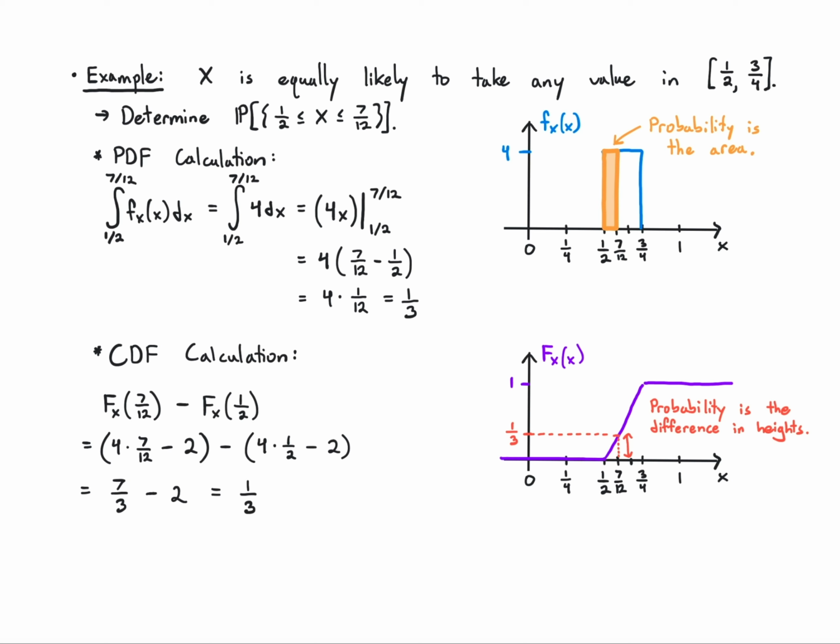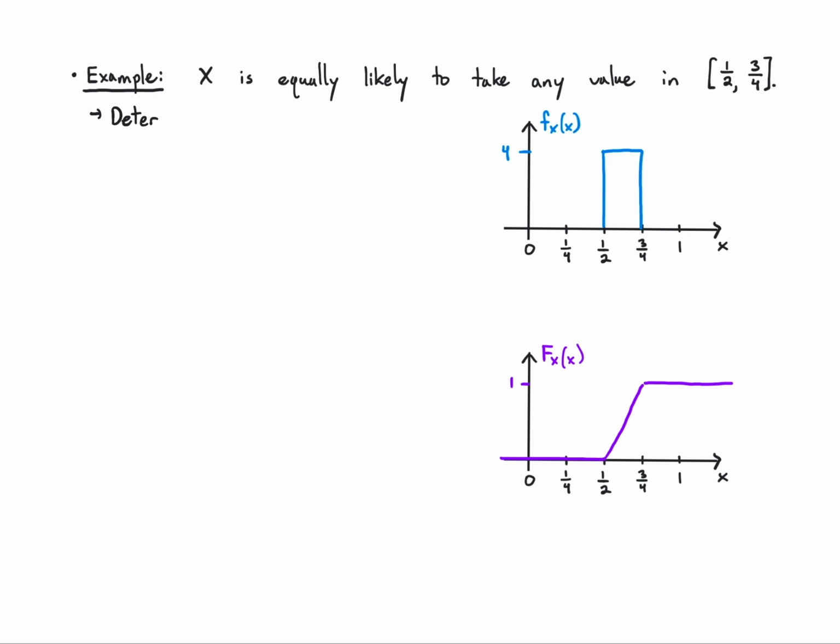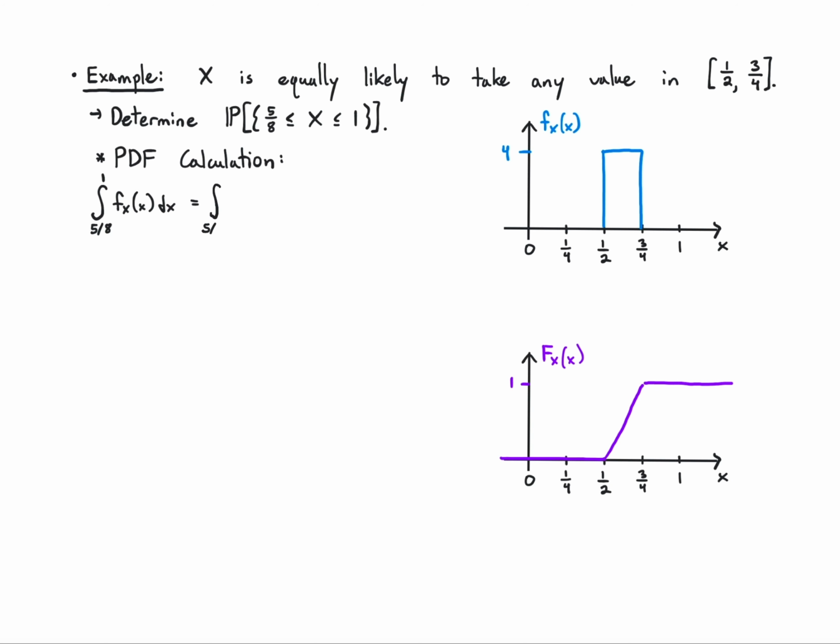Okay, I am going to redo this kind of interval calculation, but now I'm interested in the probability of falling between 5/8 and 1. Okay, let's do the PDF calculation. I'm kind of used to this now, so I'm going to try to speed through it. I'm just going to write down the integral from 5/8 to 1 of the PDF, and plug in the value of the PDF. It's going to be 4. So here it is, 4 dx.